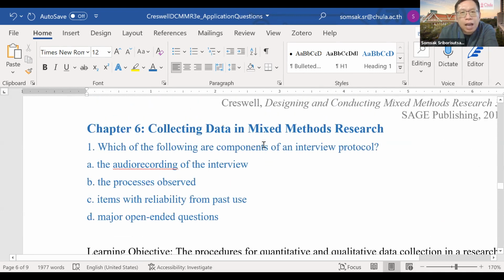Vincent, now your turn. It's quite quick, right? Which of the following are components of an interview protocol? I think it's quite general, right? For any kind of topic we have learned for many weeks, they're talking about interview protocol as well. So what kind of components does an interview protocol have?